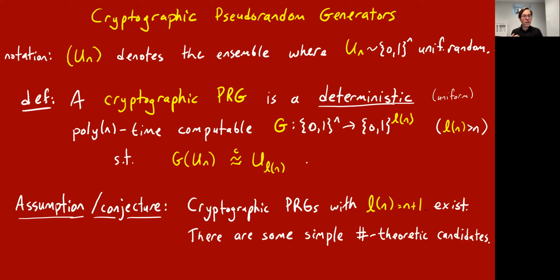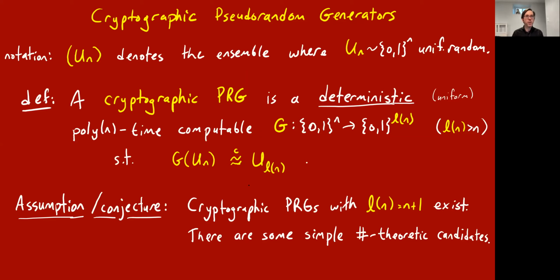But proving that such a candidate PRG really has this property involves proving that there's no polynomial time algorithm that solves a certain task. And we're very bad at that, right? We cannot prove that P does not equal NP. So we don't really have a lot of hope to prove that a certain candidate PRG really is a PRG.